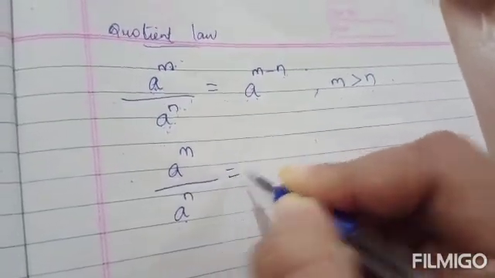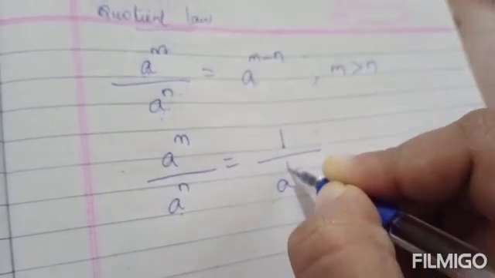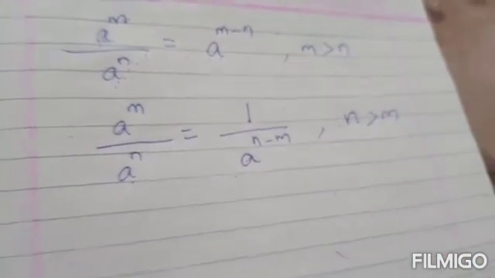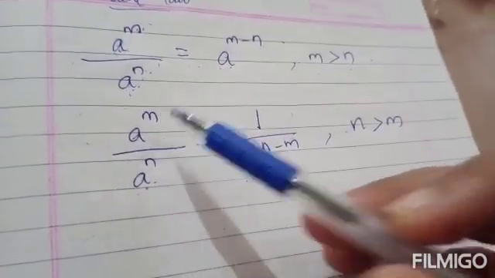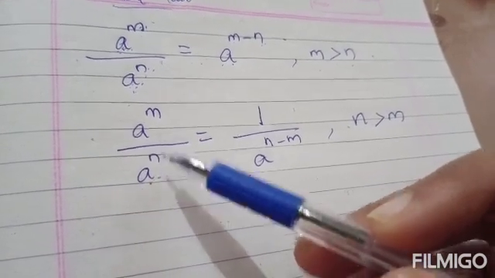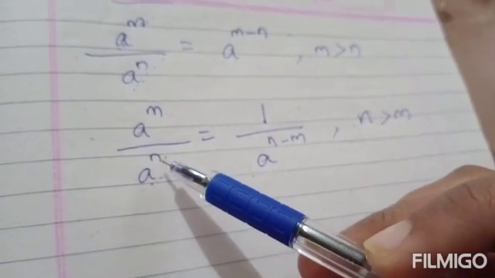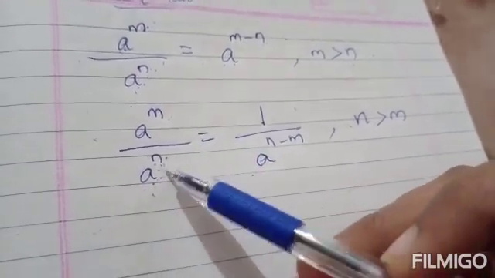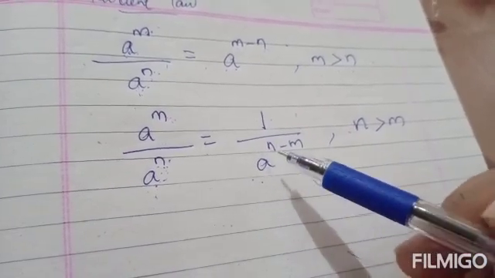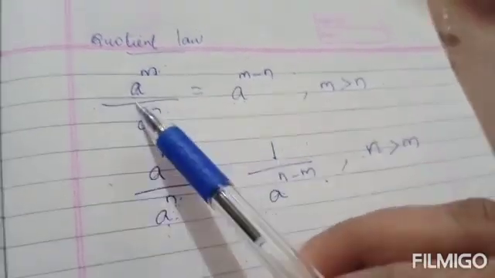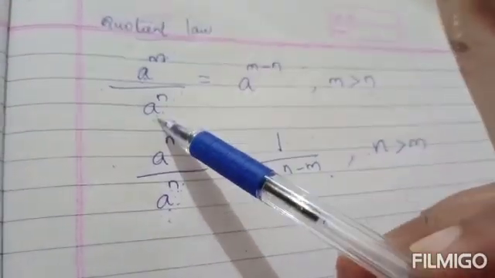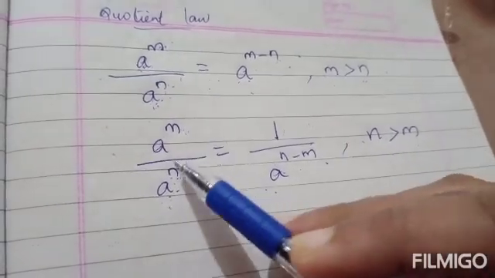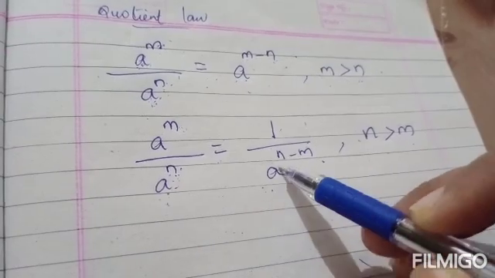by a raised to n equal to 1 by a raised to n minus m if n is greater than m. So if n is greater than m, the power in the denominator is greater than the power in the numerator. If n is greater than m, we have to use this: a raised to m divided by a raised to n equal to 1 by a raised to n minus m. So if m is greater than n, a raised to m divided by a raised to n equal to a raised to m minus n. If n is greater than m, then a raised to m by a raised to n equal to 1 by a raised to n minus m.